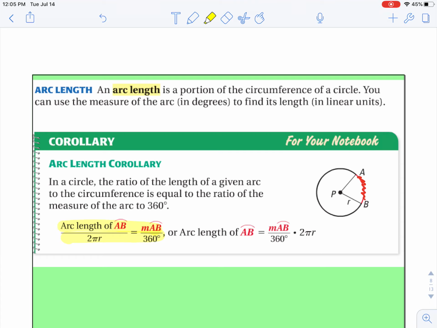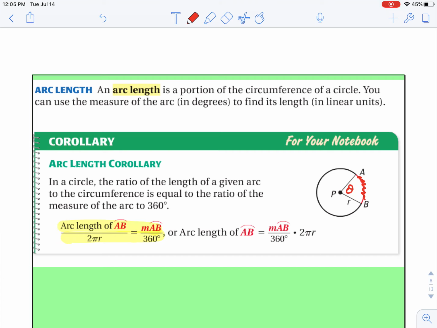So again, this is what I would have you write down each time. Remember, that's the degree measure of the arc compared to 360, and the degree measure of the arc is the same as the central angle in here. That's your central angle degrees.